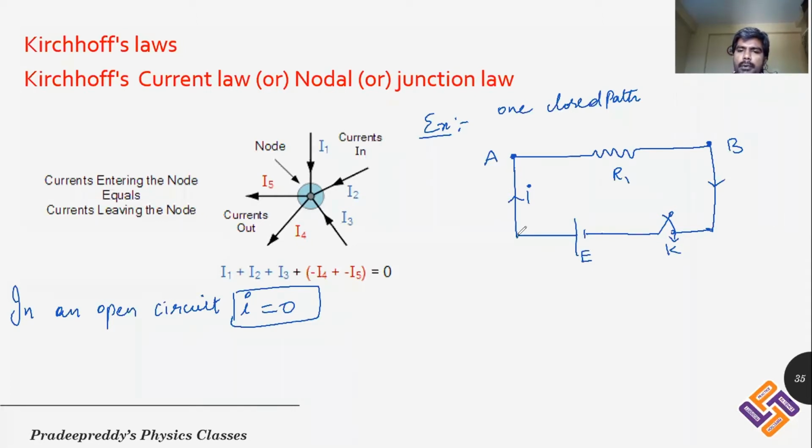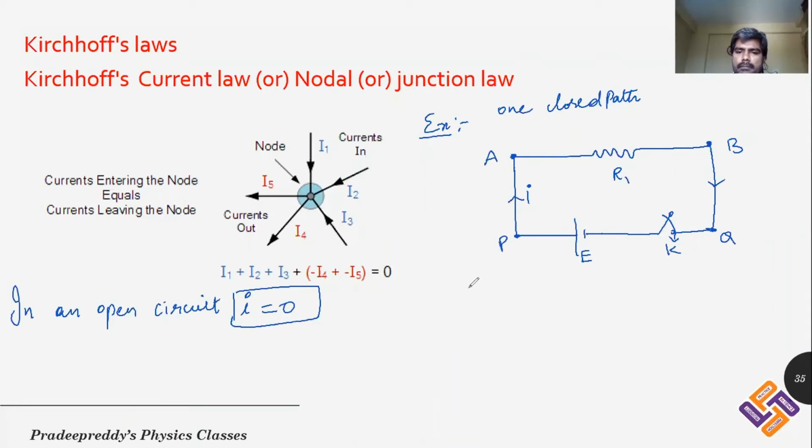Current at any point, if you see, current value will remain the same. Let me take this as P and let me take this as Q. Current at P is I, current at A is I, current at B is I, current at Q is also I. There is no division of current. Total charge flowing will remain the same throughout the circuit.